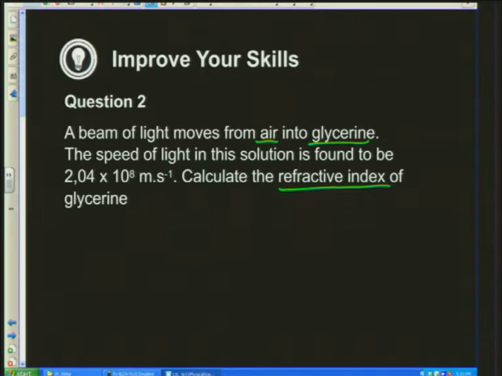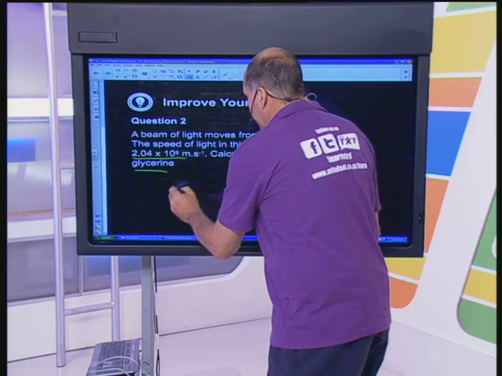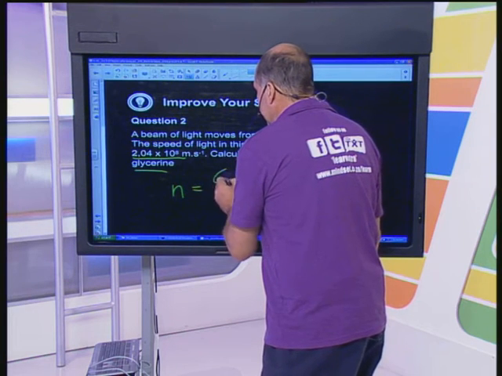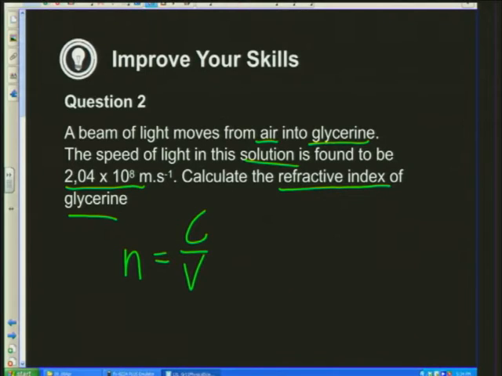It tells us that the speed of light in the solution is found to be 2,04 times 10 to the 8 meters per second, and asks us to calculate the refractive index of glycerine. That's what we have to do. So, guys, what are we going to do? We know the formula. We told you. n equals c over v. Always write down the formula. There's a mark for it.